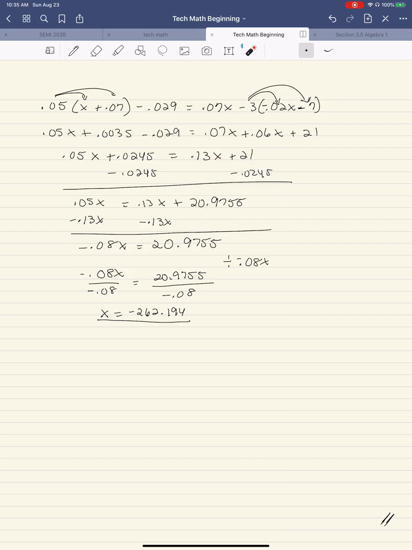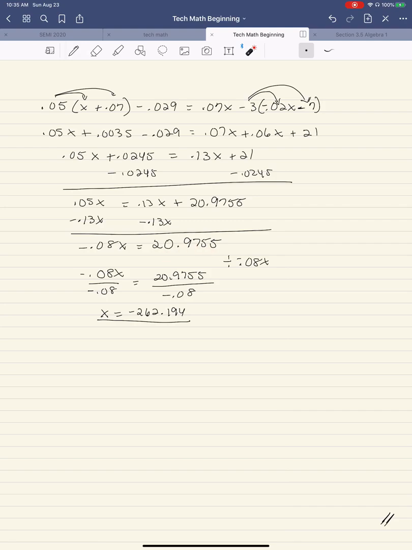Okay, so again, I'm moving the 0.0245 to the opposite side, so it's opposite math. Subtract the 0.0245 from both sides. So I get 0.05x equals 0.13x. 21 take away 0.0245 is a positive 20.9755. I'm going to subtract the 0.13 because I got to move it over to the left. So 0.05 take away 0.13 is a negative 0.08x equals 20.9755.